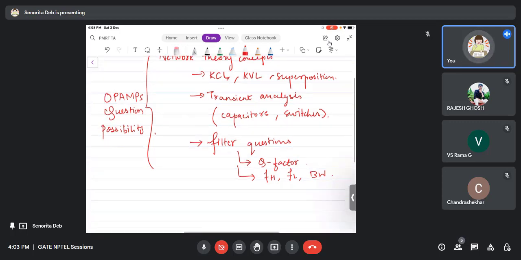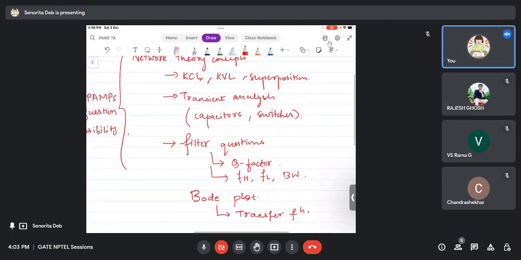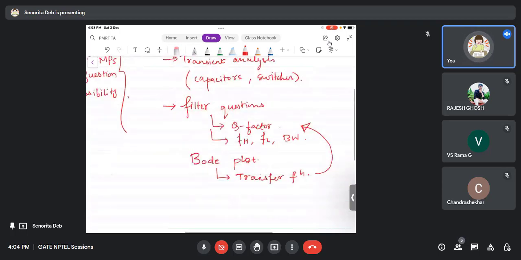Now here they can do another clubbing, that is with control systems, the concept of Bode plot. They can give you Bode plots, as we saw in the last class, and from here you have to derive the transfer function. The question can be framed as: they have given you a Bode plot, and they ask you upper cutoff, lower cutoff, even quality factor. They can also ask about the damping ratio, which gives an idea whether the system is underdamped, overdamped, or critically damped. All these kinds of questions can be framed.